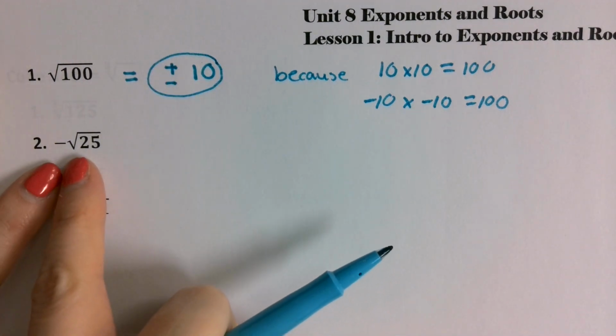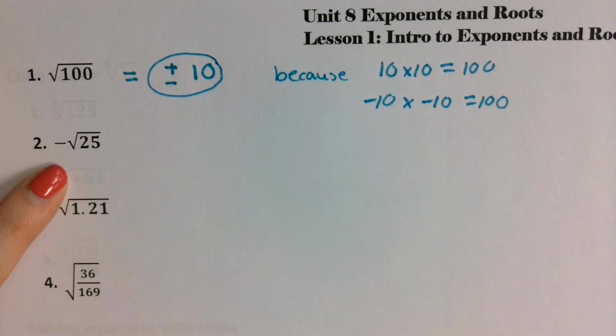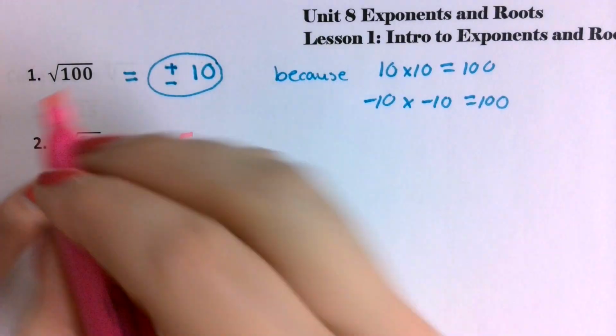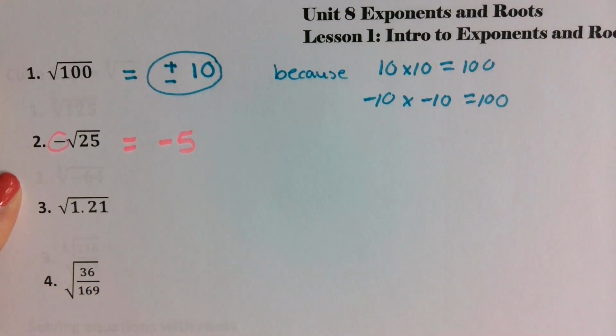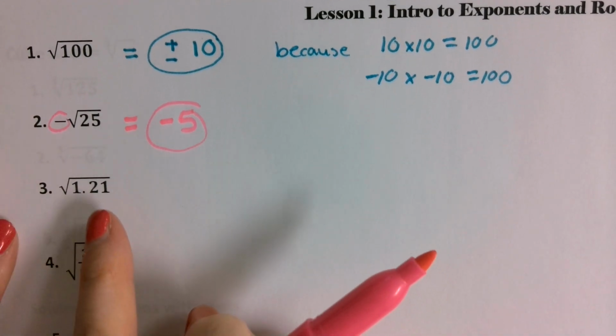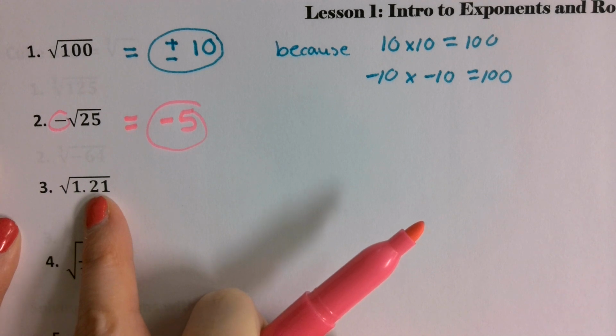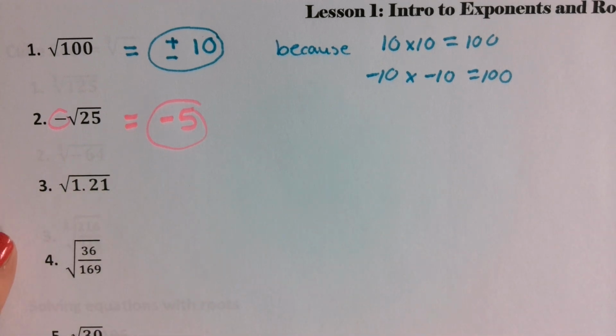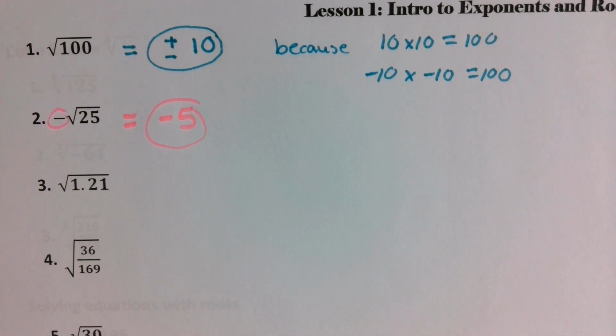For problem 2, the only solution can be what? Negative 5. The only solution could be negative 5 because of the fact that we have that negative sign on the outside. That's the only solution it could possibly be. I want you guys to go ahead and do problems 3 and 4. Just do 3 and 4. We'll do problem 5 together.